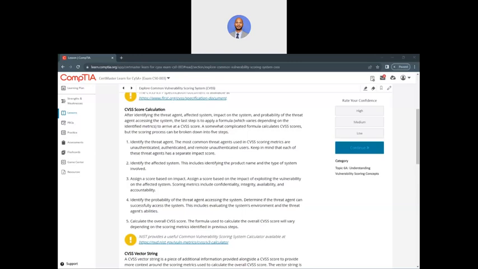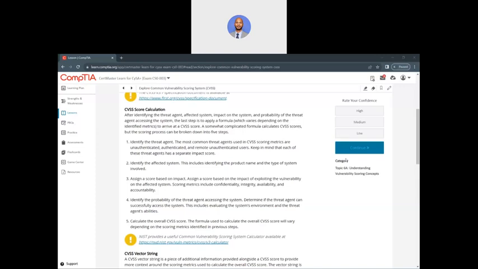Then you have to take that information and identify the probability of the threat agent accessing the system. So, is there a chance that this actually could be done? When we talk about air-gapped systems and things of that nature, that can change based off of the actual reality of whether or not this system can be attacked.